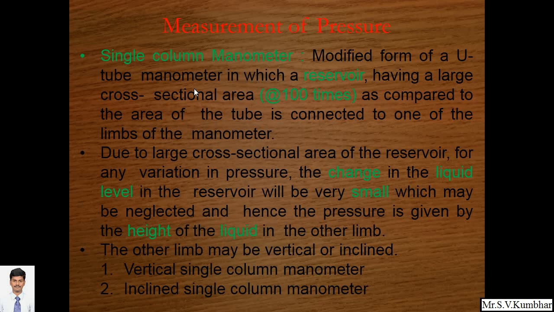Single column manometer. It is a modified form of U-tube manometer in which a reservoir having large cross sectional area which is 100 times as compared to the area of tube which is connected to limbs of manometer. Due to this large cross sectional area of the reservoir, any variation in pressure, the change of liquid level in the reservoir will be very small, and this small change in pressure can be determined with the help of single column manometer. There are two types of single column manometer. First one, vertical single column manometer. Second, inclined single column manometer.